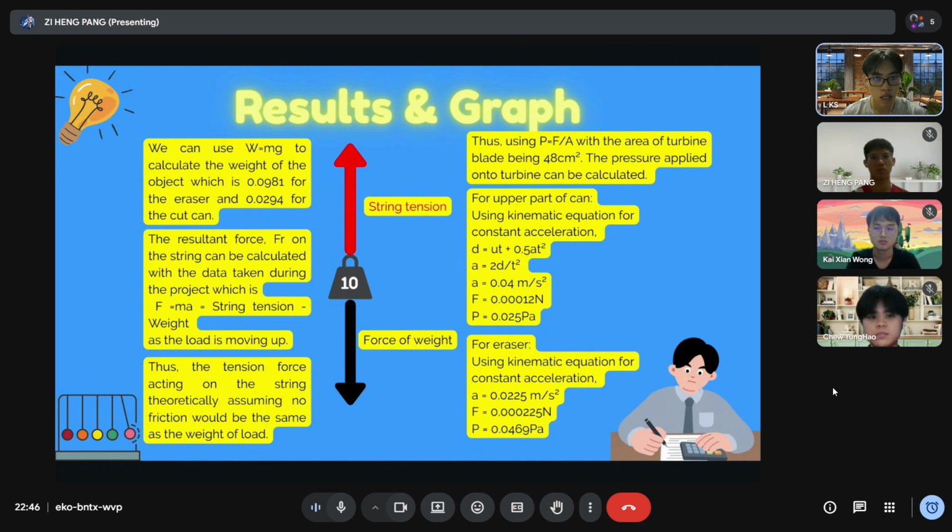Using P equals F over A, with the area of the turbine blade being 48 centimeters square, the pressure applied onto the turbine can be calculated. For the upper part of the can, we use the kinematic equation for constant acceleration. The acceleration would be 0.04 meter per second square. So the pressure would be 0.025 Pascal, and for the eraser, the pressure would be 0.0469 Pascal. So these are the pressures required of the steam to push the turbine and create such force onto the pulley.